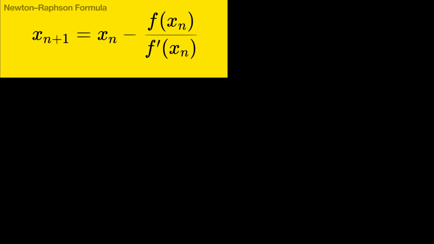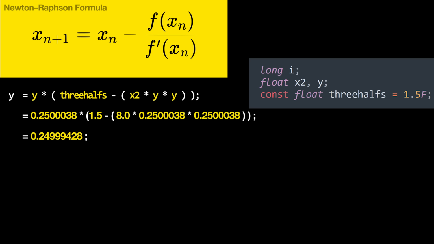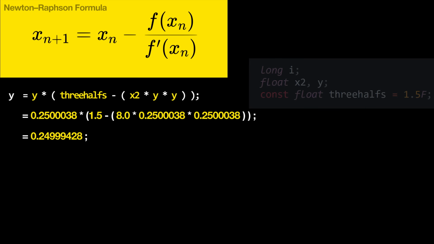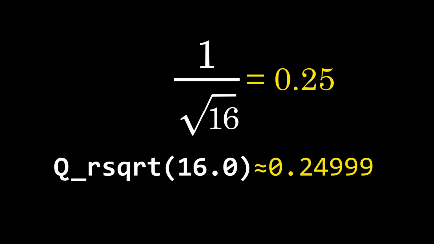Although Newton's method involves division, the code uses multiplication instead, and by plugging our declared variables to refine the result, in one iteration we get 0.4999, which is incredibly close to our goal of 0.25, proving that the code works without division and successfully approximates the inverse square root of 16.